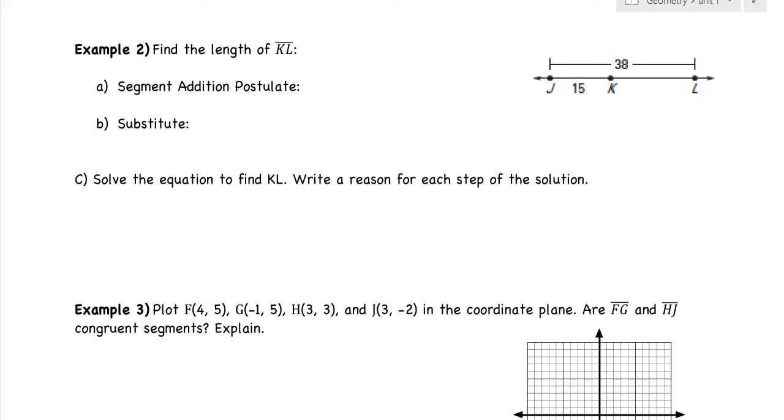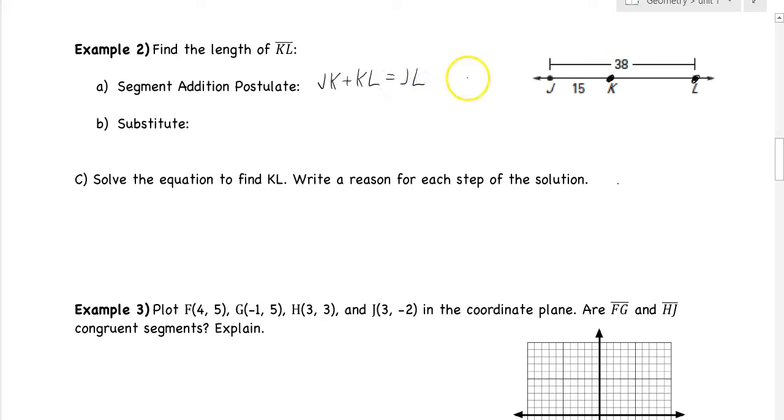Example 2, find the length of KL. So we're trying to find the length between the points K and L. The good part is we should all be able to look at this and say, oh, if we already have 15 and we want to get to 38, then KL should be 23. Geometry, though, says we have to use postulates, properties, definitions, and theorems to do our work. And so what we were really doing there is using the segment addition postulate. We know that JK plus KL equals JL.